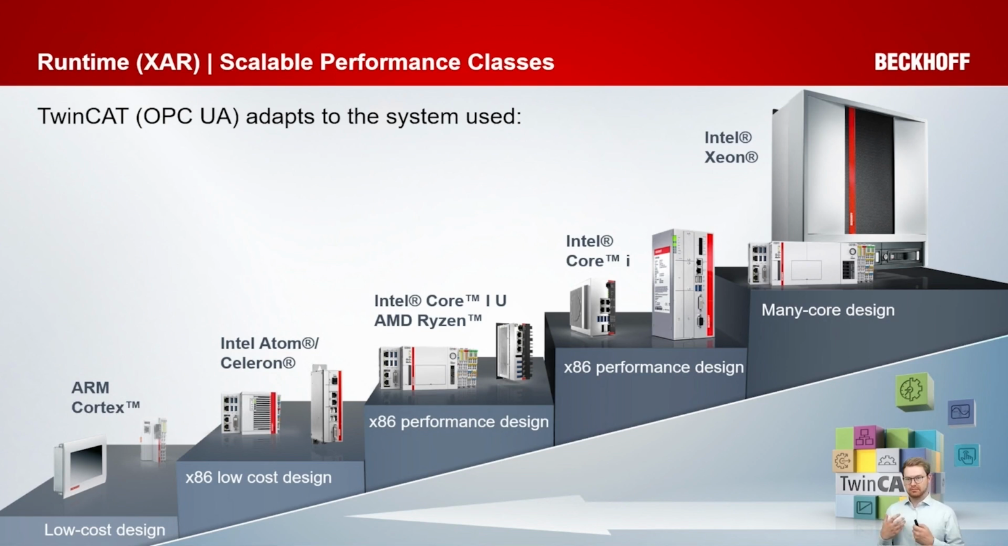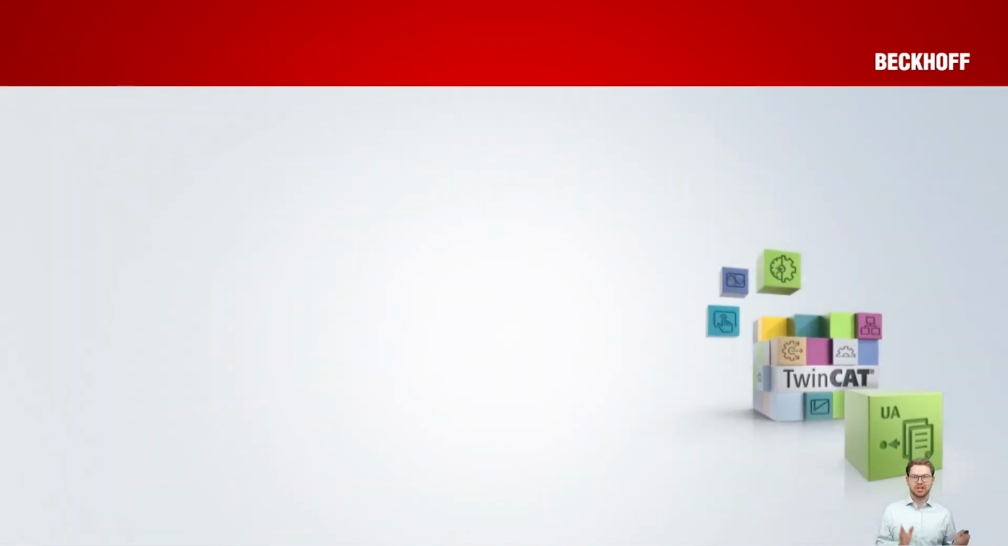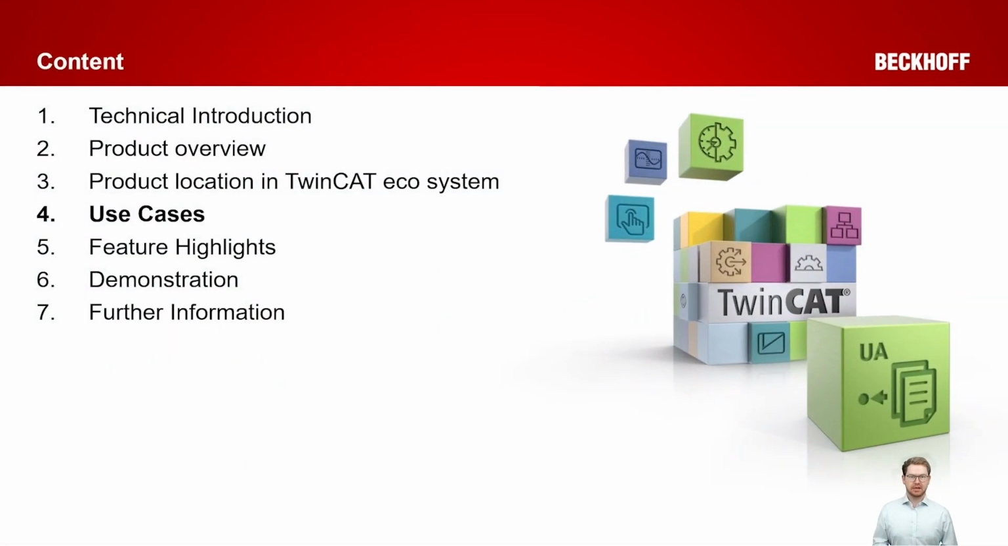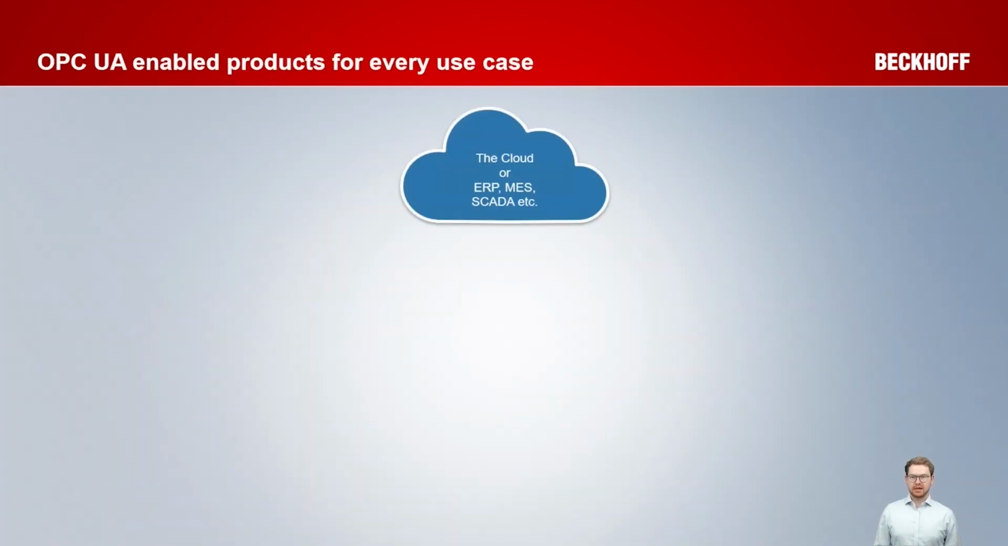So now we know how it works technically and where you can use it. So when do you want to use it? And that's where we get into the use cases. TwinCAT and TwinCAT OPC UA, this is my statement, are enabled for every use case, because, as I mentioned before, we have been doing PC-based control for over 40 years now.